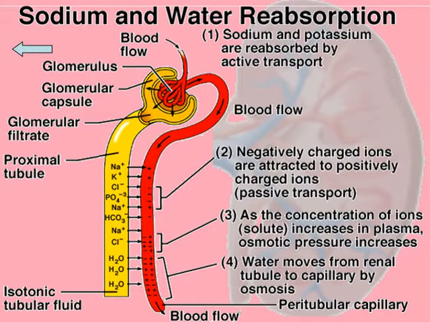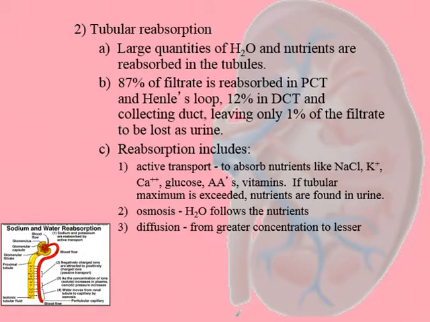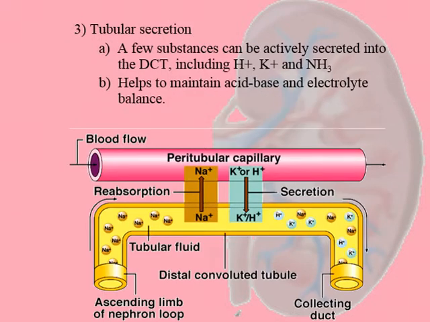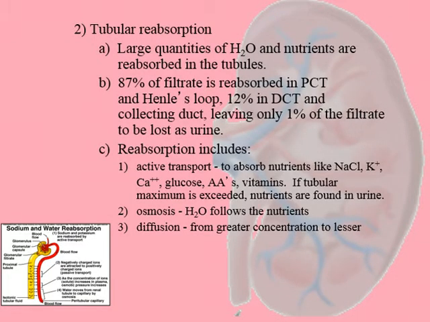The pumps, the active transport pumps, have a limit. They have a maximum ability to reabsorb substances. It's not endless. Their maximum ability to reabsorb is called the tubular maximum. And if you exceed that tubular maximum, then these solutes will start to show up in your urine.